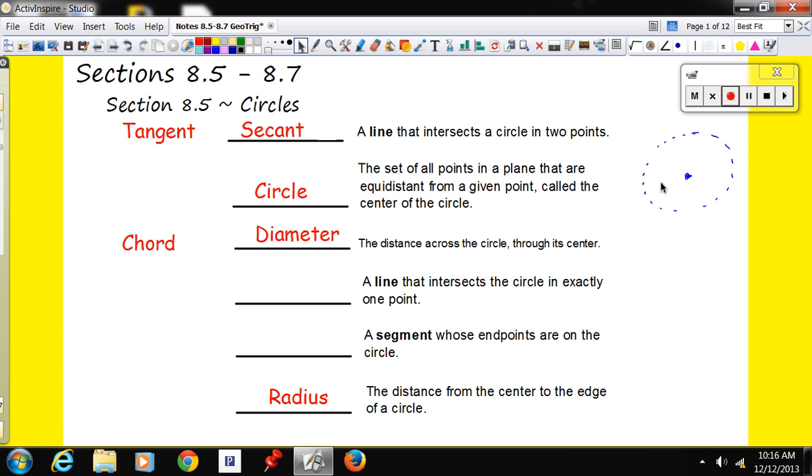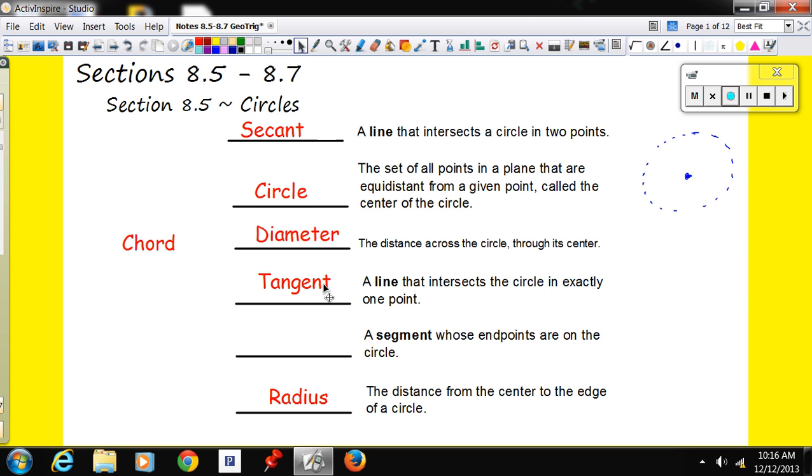Now we got 2 left. We got tangent, and we've got chord. A line that intersects the circle in exactly 1 point. Basically a line that just touches. What lines touch? Would not be a chord. Got to be tangent. Tangents touch. Tangents, all they do is they snuggle up next to the circle and they touch it in 1 spot, and that's it. That's what a tangent does.